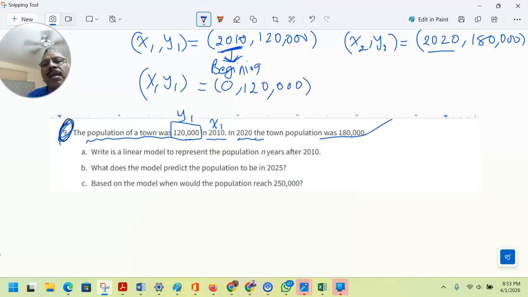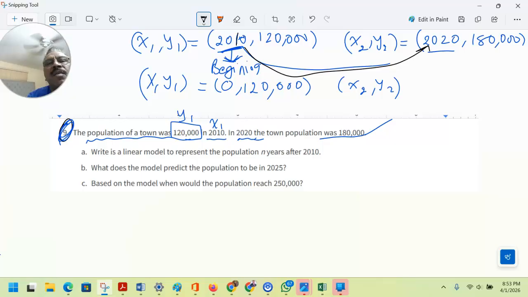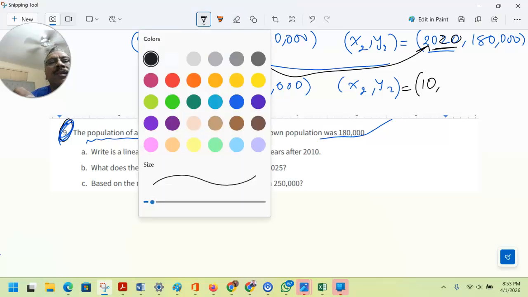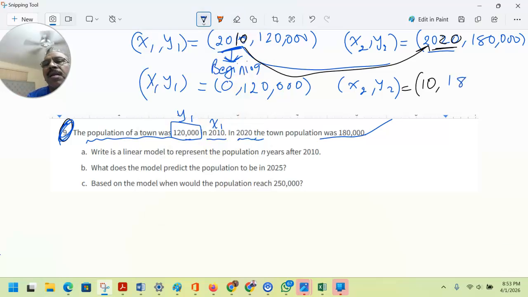And the second one, this x2, y2. So the question is from 2010 until 2020, how many years have passed by? You can see, so this is 10 and this is 20. So that means 10 years have passed. So 20 minus 10 is 10 years. So instead of this 2020, we will change it to 10 years. That means after 10 years, the population was 180,000. Now it will become easy.